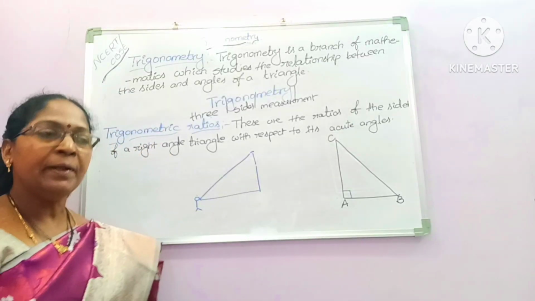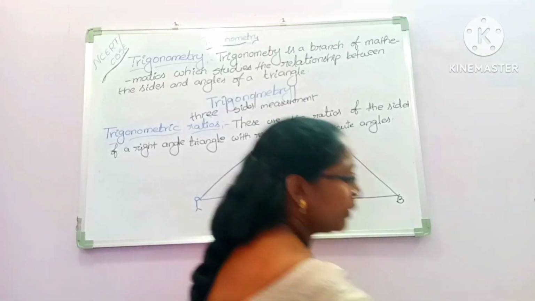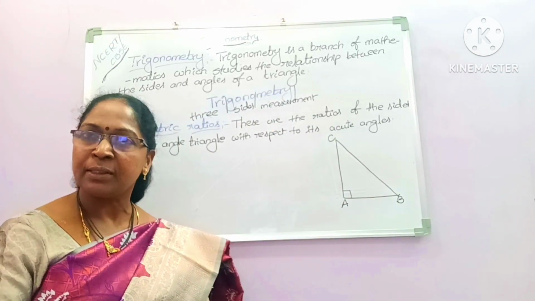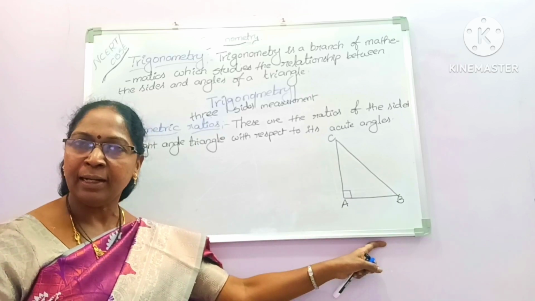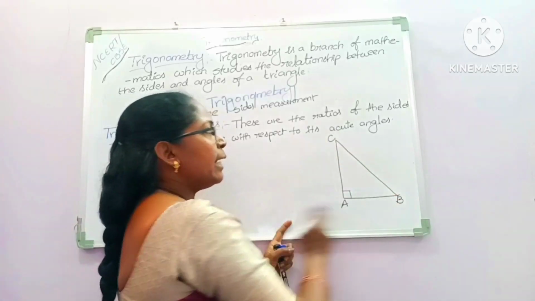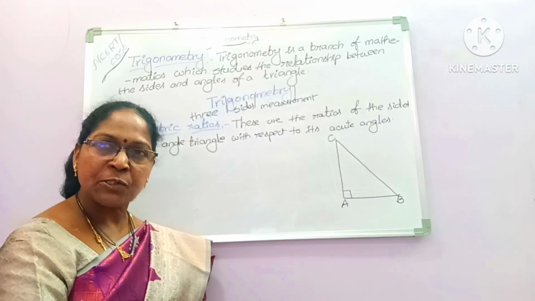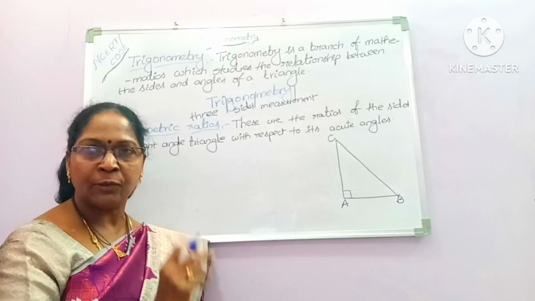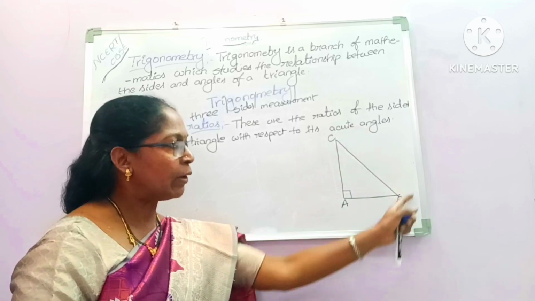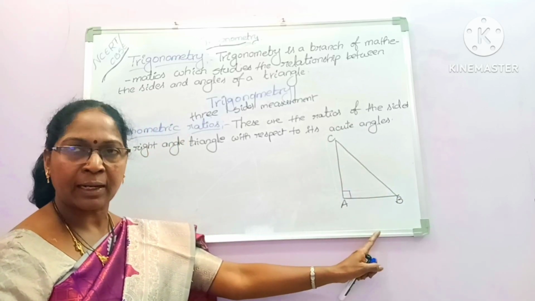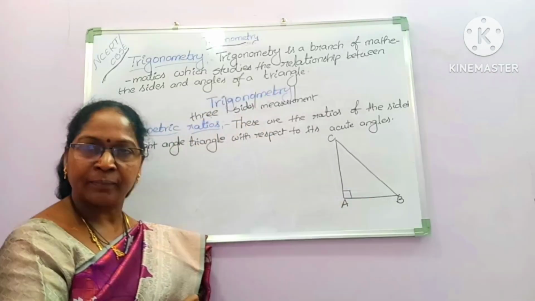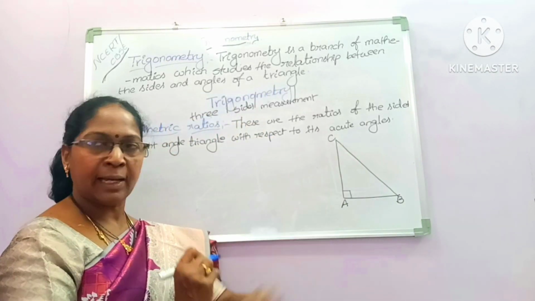So, trigonometric ratios. What are trigonometric ratios? Ratios mean these are the ratios of the sides of a right angle triangle with respect to its acute angles. In a ratio, you have to write two values in numerator and denominator form. So this is the right angle triangle. Here I have already drawn the figure. ABC is the right angle triangle, and I have already represented the angles like this. Here A angle, B angle and C angle.